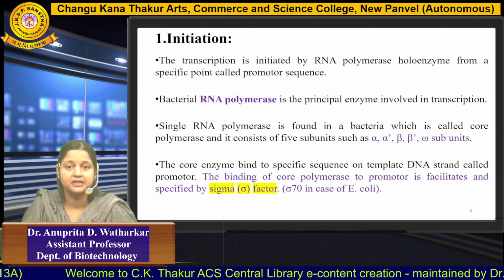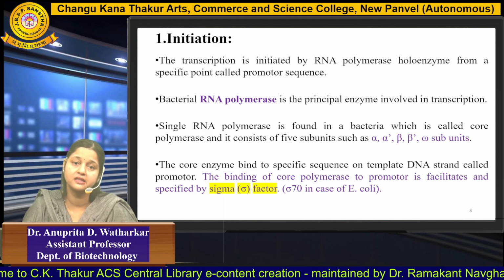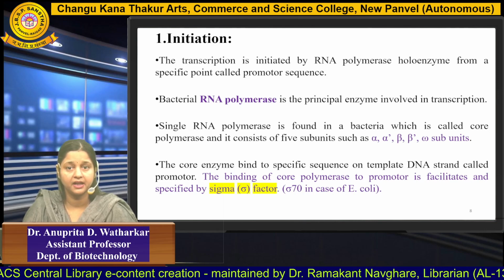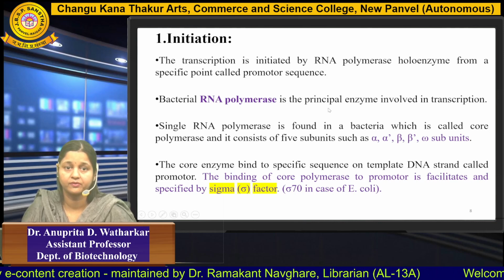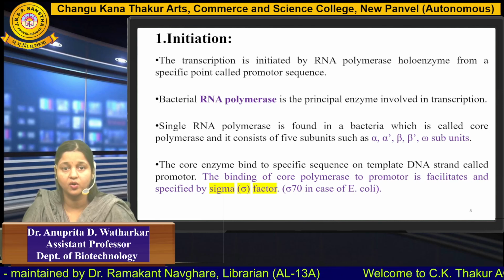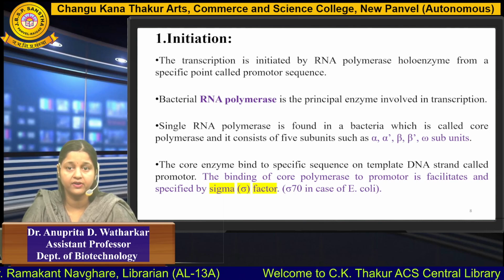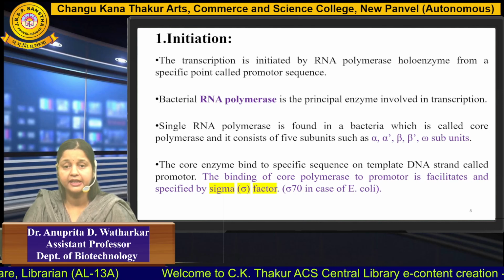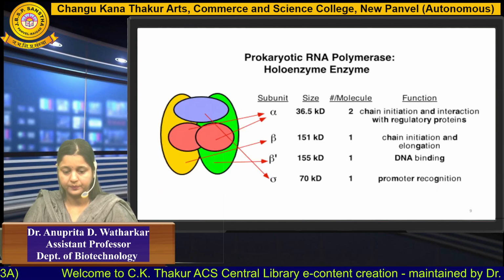A single RNA polymerase is found in bacteria, which is called the core polymerase enzyme, and it consists of 5 subunits: alpha, alpha prime, beta, beta prime, and omega. This enzyme is called the core enzyme. The core enzyme binds to a specific sequence on the template DNA, which is called the promoter region. The binding of core polymerase to the promoter is facilitated and specified by the sigma factor. In E. coli, the sigma factor is called sigma 70.